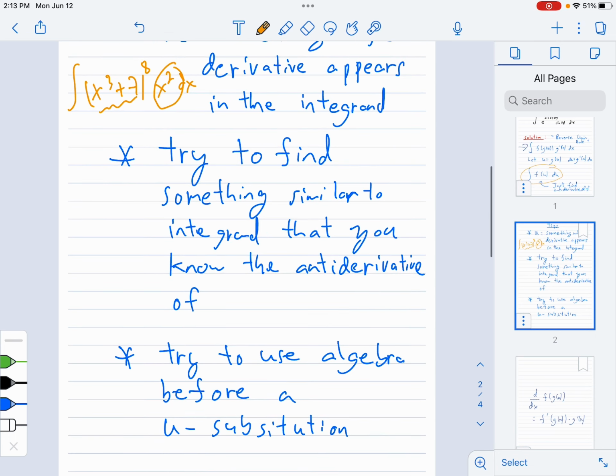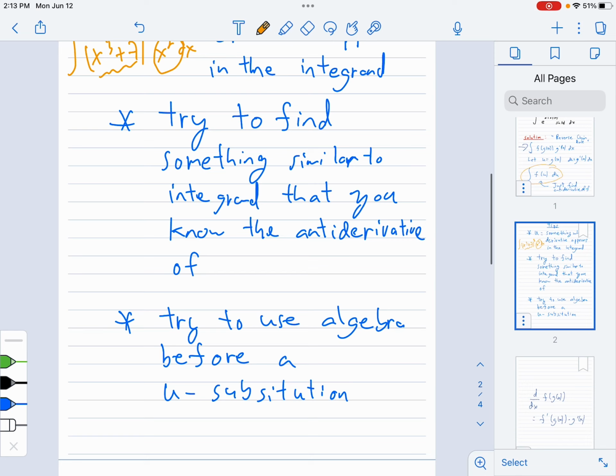The next tip is to try to find something similar to the integrand that you know the antiderivative of. Okay, so if I look at this for a second, I might say to myself, that kind of looks like the integral of 1 over 1 plus x squared, which is tangent inverse. What I'm trying to get at is I would try to make an appropriate u for me to turn this into something like what I have here, okay?